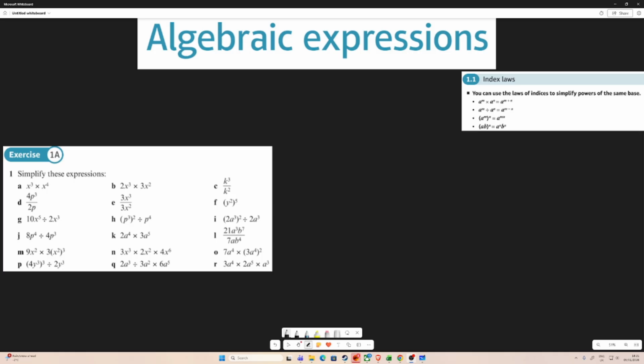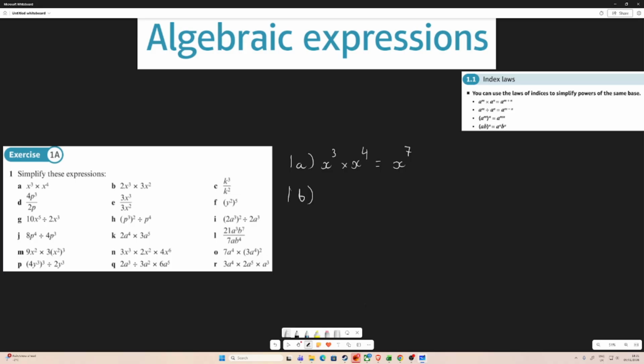Today we will tackle 1.1, which is simplifying. Let's look at the index laws at the top right corner, and let's get on with it. Question 1a, we have x cubed times x to the power of 4. What we'll do is add the powers, which is just x to the power of 7.